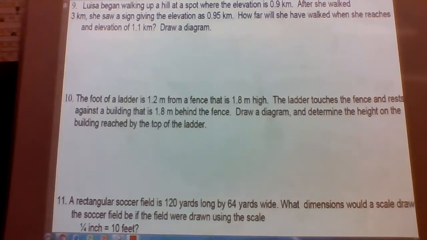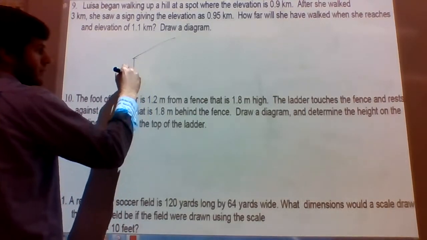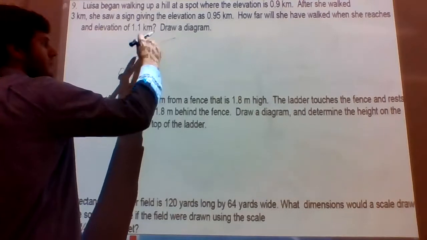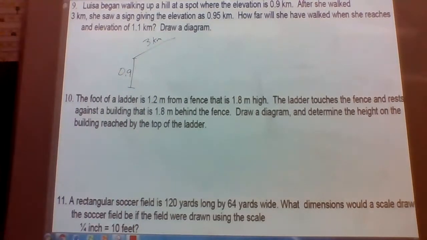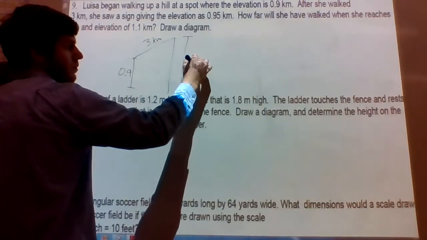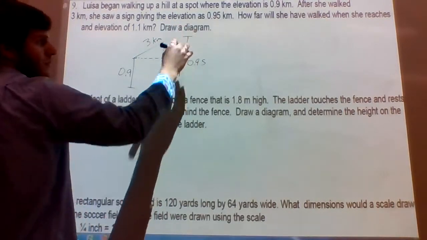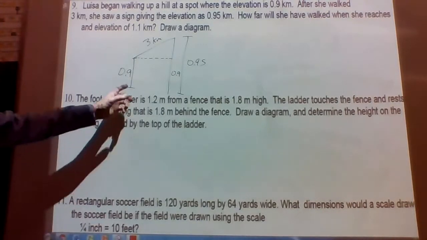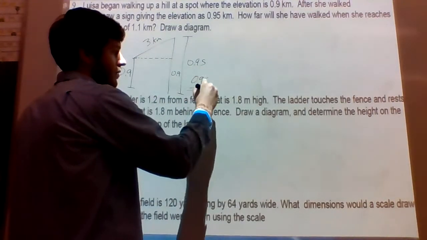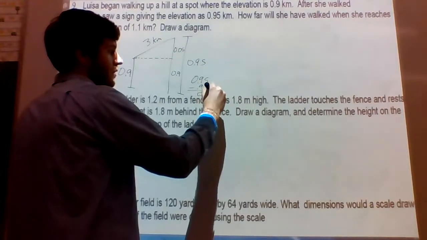Lisa began walking up a hill at a spot where the elevation is 0.9 kilometers. So here's a hill. She began at 0.9 kilometers. After she walked 3 kilometers, so she walked up this hill 3 kilometers, she saw a sign giving the elevation as 0.95. So now she knows that this elevation here is 0.95. You know this is 0.9, and she's now at an elevation of 0.95. So how much more has she gone up? Well, she's gone up from 0.9 to 0.95. So she's gone up 0.05 kilometers.